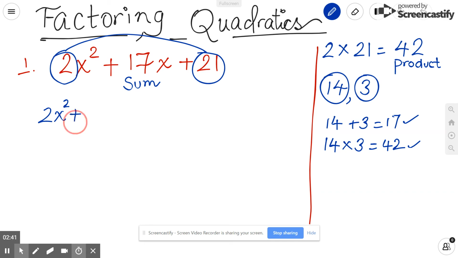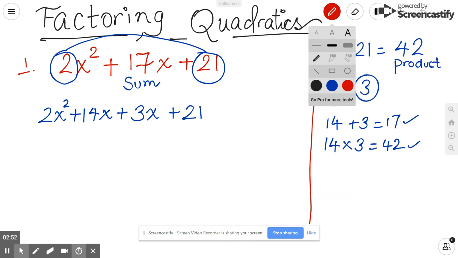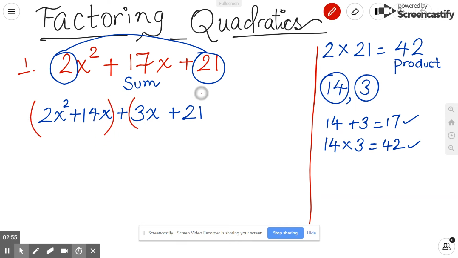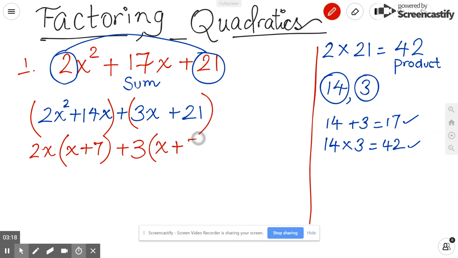2x squared, I'm breaking down 17x as 14x plus 3x plus 21. Now students, I will go ahead and break down my two parentheses like this. So I can take common out of here. So from this first parentheses, the maximum I can take common out is 2x. Inside, I will have x plus 2 times what is 14? 7. Plus, from the second piece, what I can take common is only the number 3. And I'll have x plus 7.